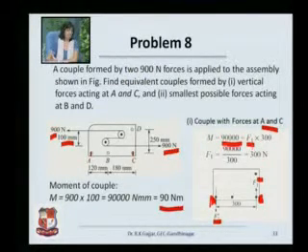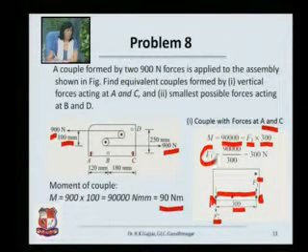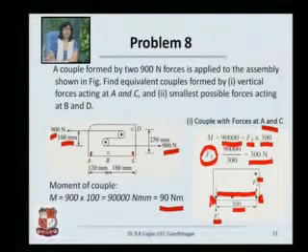What will be the moment of the couple? Force into the perpendicular distance, that is how much? 300. So F1 into 300. This gives you the unknown force F1. It is going to be equal to 300 newtons.